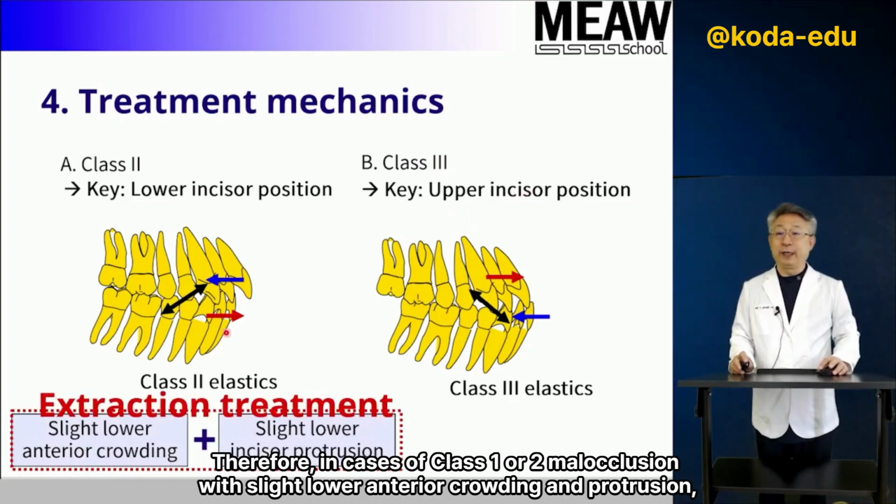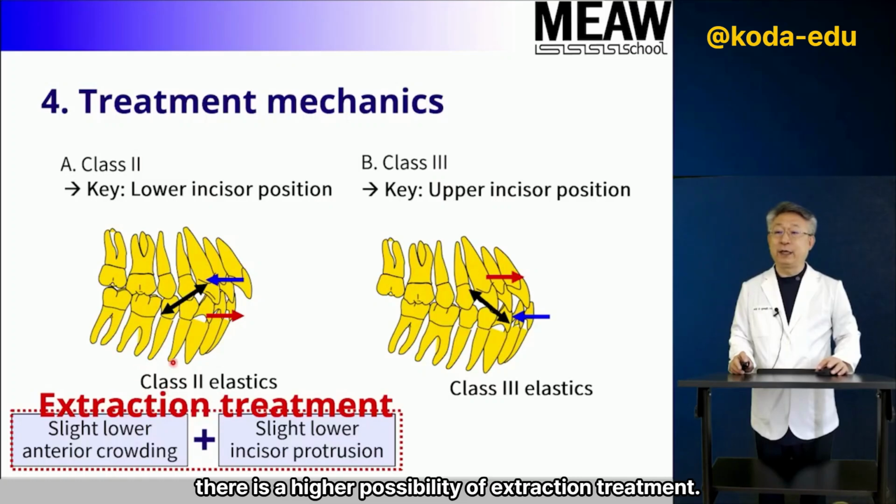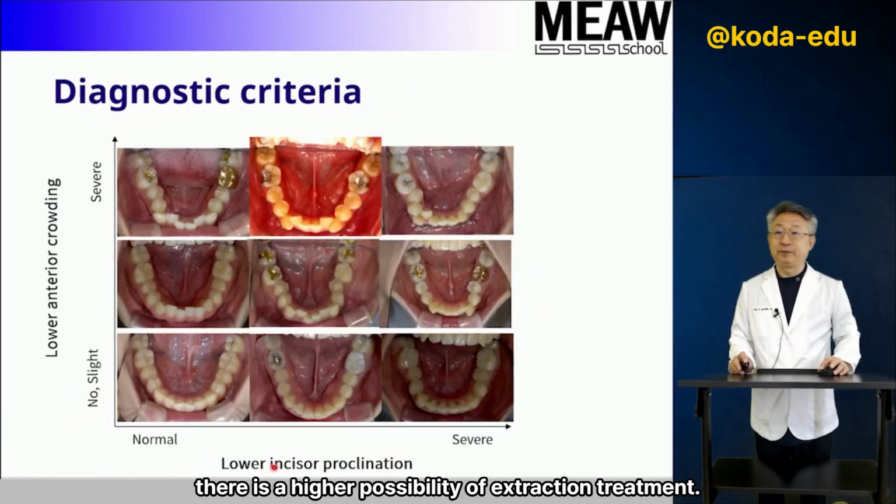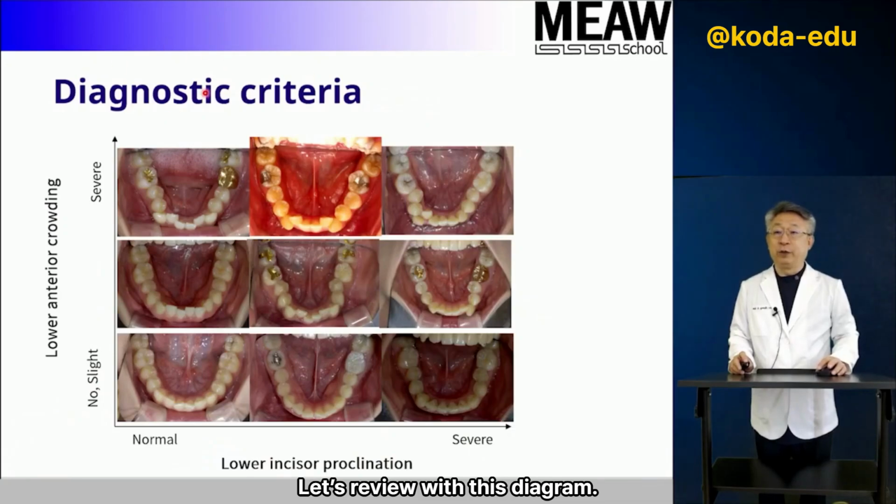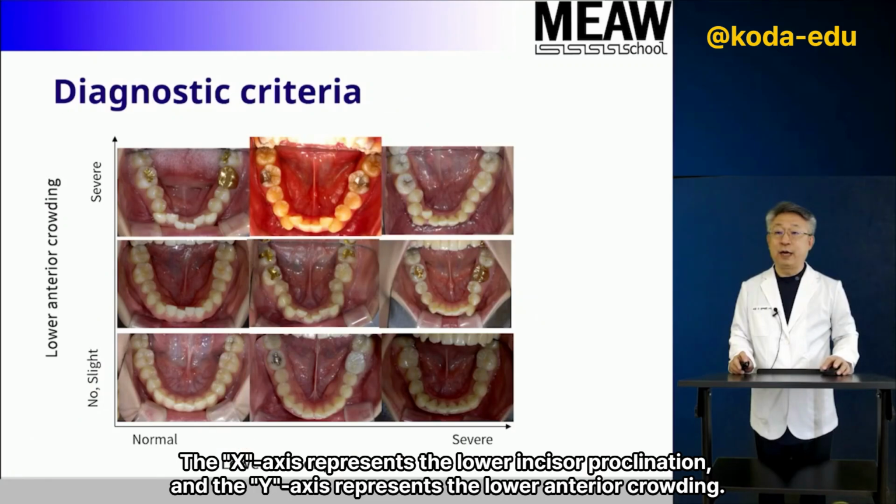Therefore, in cases of Class 1 or 2 malocclusion with slight lower anterior crowding and protrusion, there is a higher possibility of extraction treatment. Let's review with this diagram. The x-axis represents the lower incisor proclination, and the y-axis represents the lower anterior crowding.